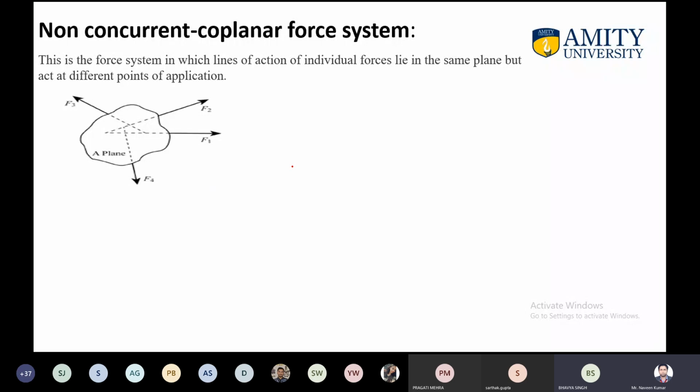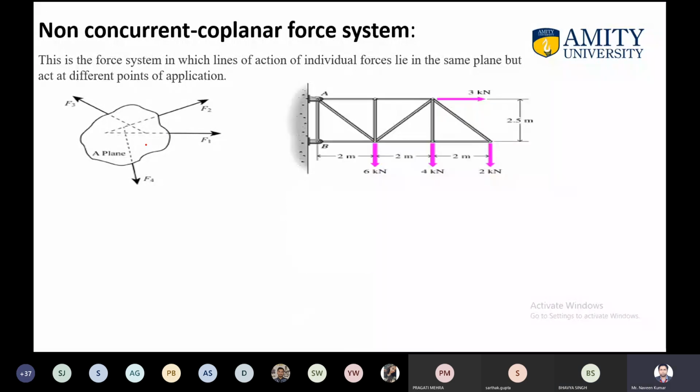Yeah, so this is a non-concurrent coplanar force system, that means lying in the same plane but having different points of application. In concurrent we have the same point and here we have different points. You can see the example of a truss here: 3 kilonewton force acting at some point, 4 kilonewton force acting at some other point, 2 kilonewton force acting at some other point.